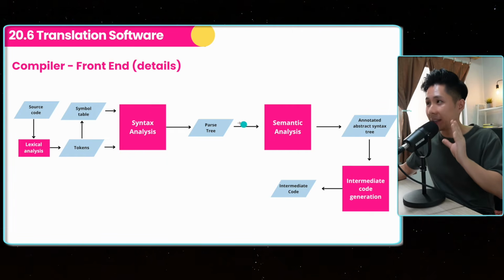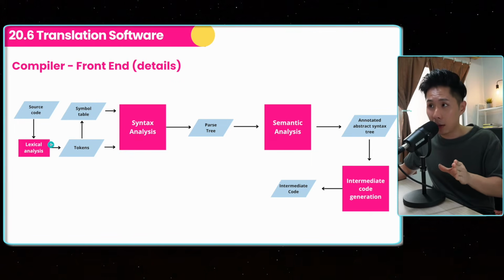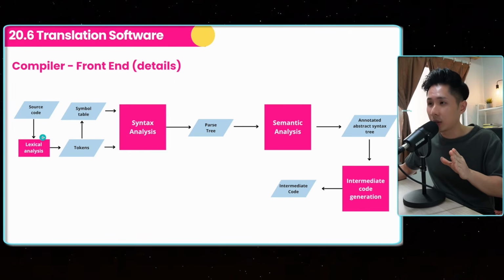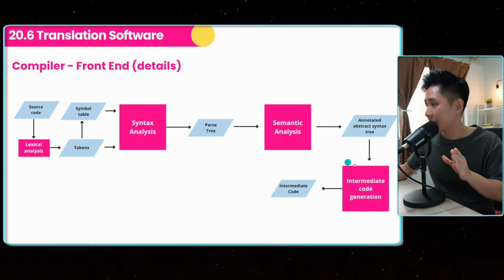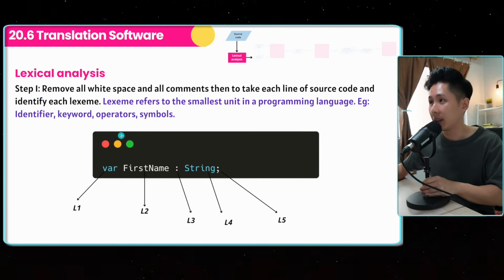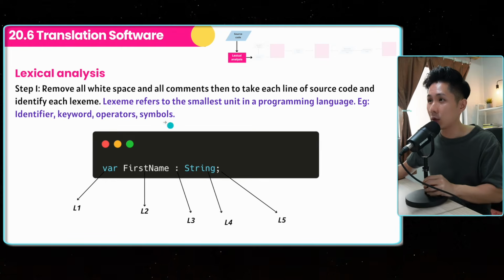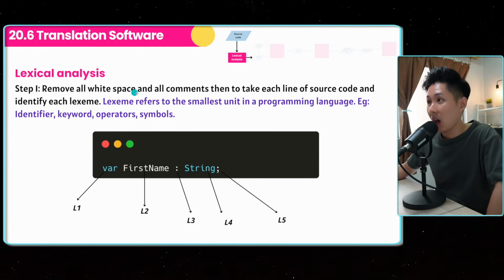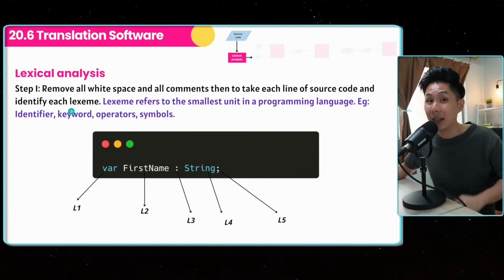Now, let's look into the more detailed version of the front end. We're going to go through each process one by one. I have my source code. How do we conduct lexical analysis, syntax analysis, semantic analysis, and eventually generate the code? Now, level 1, step 1. Let's say this is my code, and this is how the compiler will read it: first it will run a lexical analysis. It will remove all the white space and all the comments, then take each line of source code and identify each lexeme.